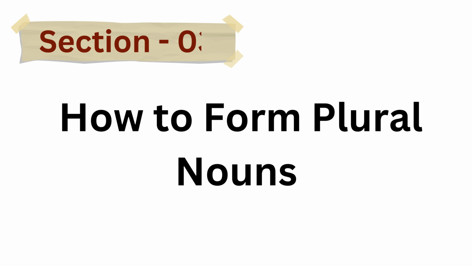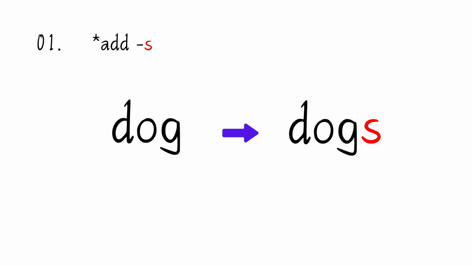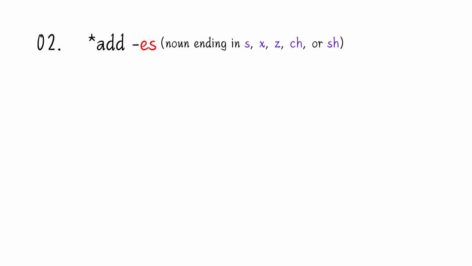Section 3. How to form plural nouns. Now, let's see how to form plural nouns. There are a few rules. First one, for most nouns, just add s. For example, dog becomes dogs. Two, nouns that end in s, x, z, ch, or sh will add es.